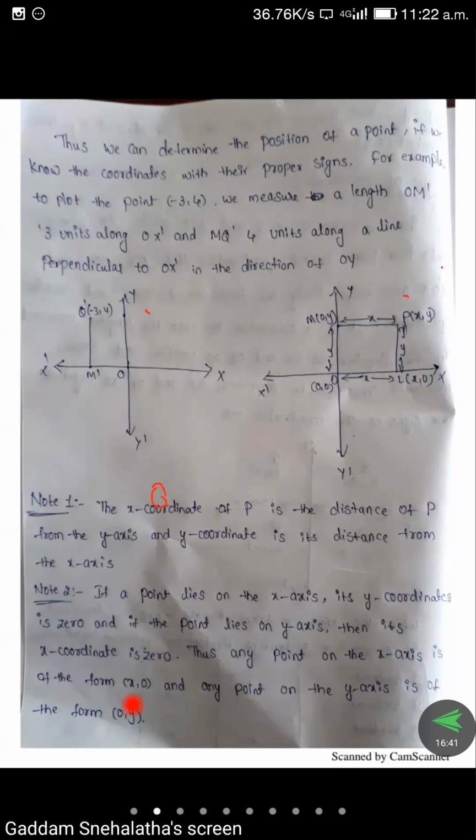Thus we can determine the position of a point. So how do we define these positions? So shall we discuss those?